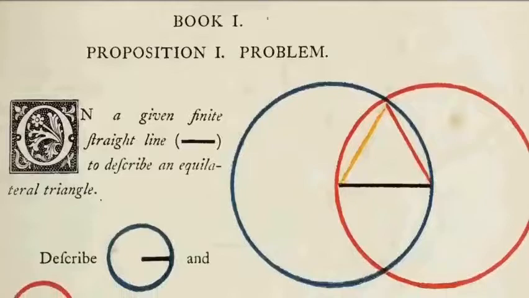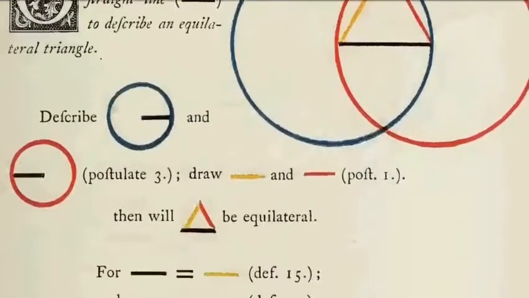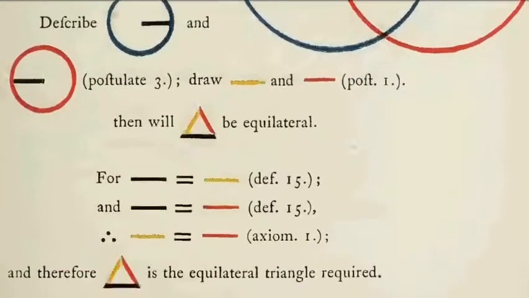The overlapping circles diagram comes from Euclid's first proposition, in which we get to construct an equilateral triangle using only a compass and a straight edge.